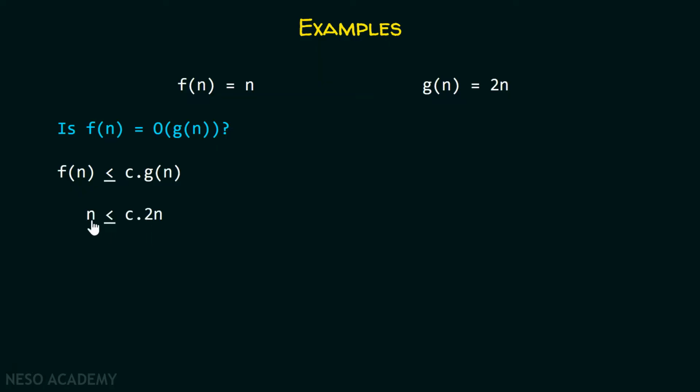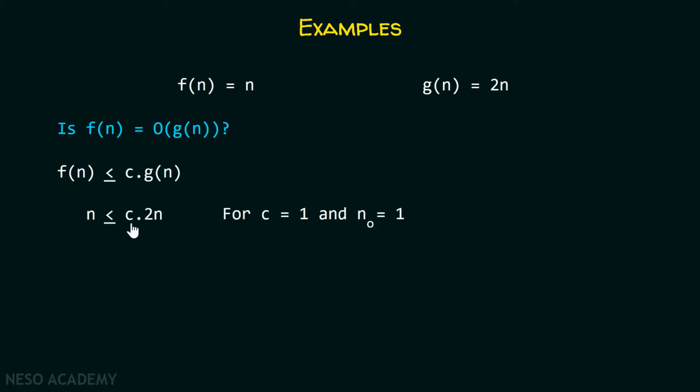We already know that n is less than 2n. If we take c equal to 1 and n naught equal to 1, this will definitely be satisfied. So after replacing c by 1, this becomes n less than or equal to 2n, which is true. We can take any n value starting from 1, it will always be satisfied. If we take n equal to 1, then 1 is definitely less than 2. So for n naught equal to 1, this will be satisfied.